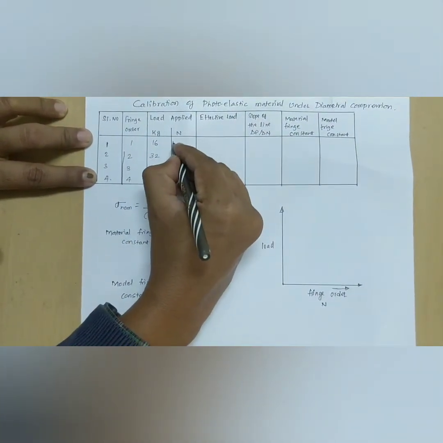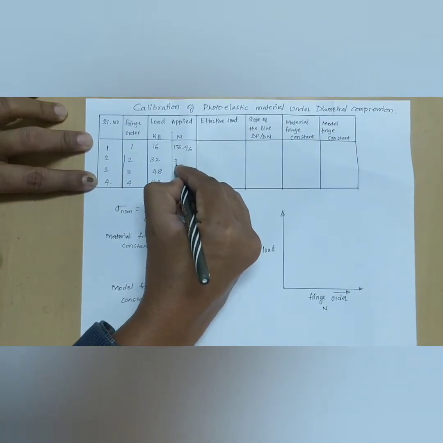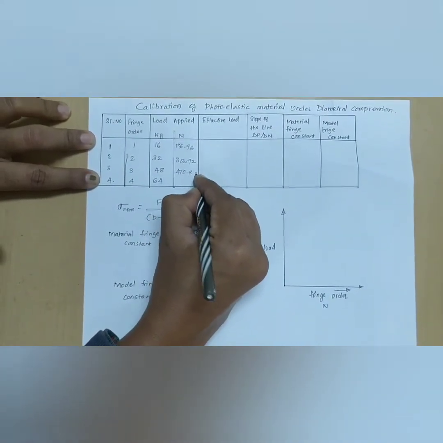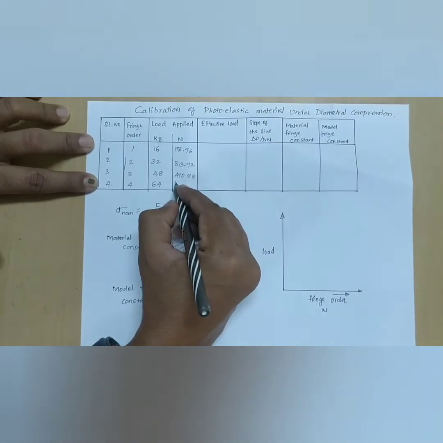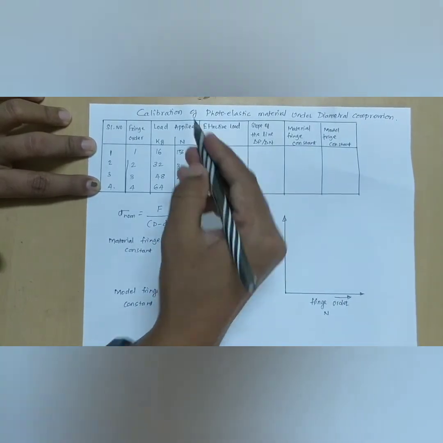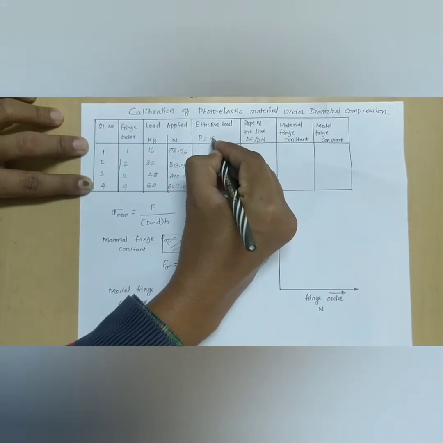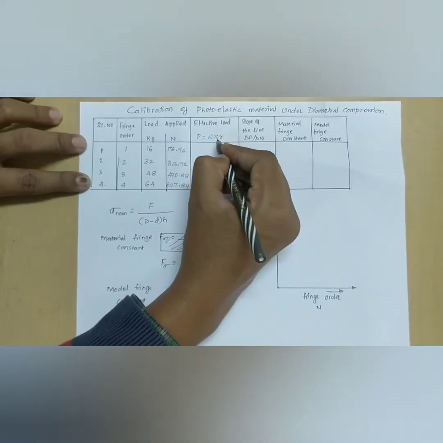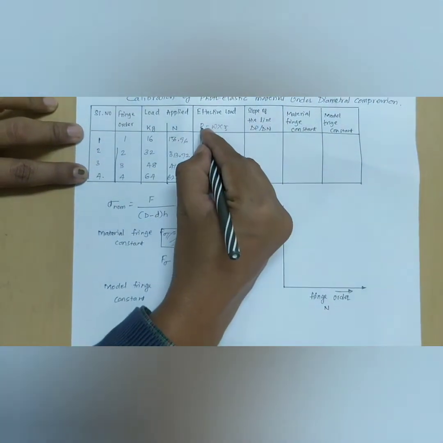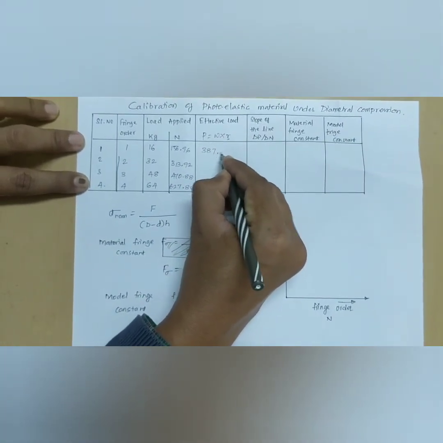So we have to convert this into Newton. So this will be 156.96 Newton, and this is 313.92 Newton, and this is 470.88 Newton, and at 64 kg it is 627.84 Newton. And this effective load, in terms of Newton, P, is equal to W into R. This R is with respect to those loads. This effective load will be calculated, and this is about 387.69.